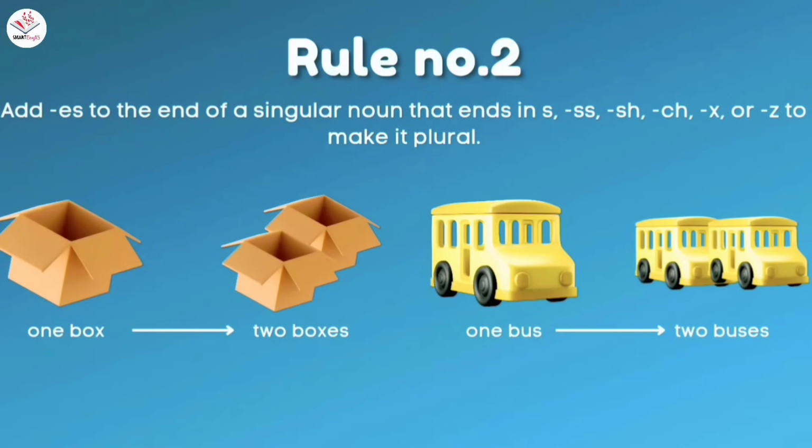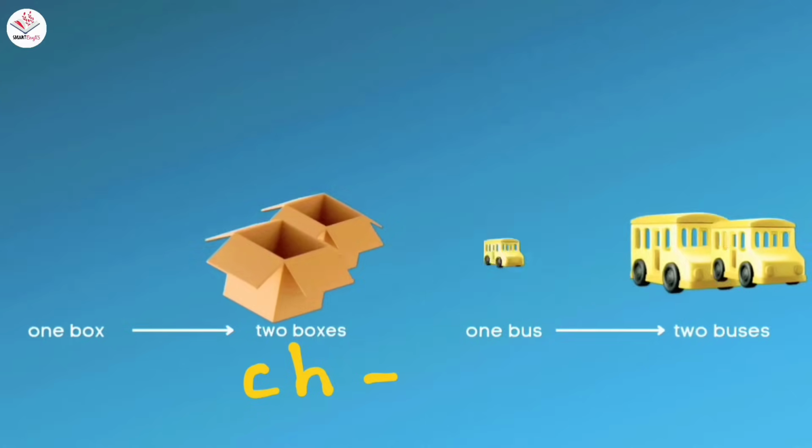एक और एग्जाम्पल लेते हैं. For example bench. So bench means benches, because ये ch से एंड होता है, that's why हमें इसके साथ es लगाना होगा.